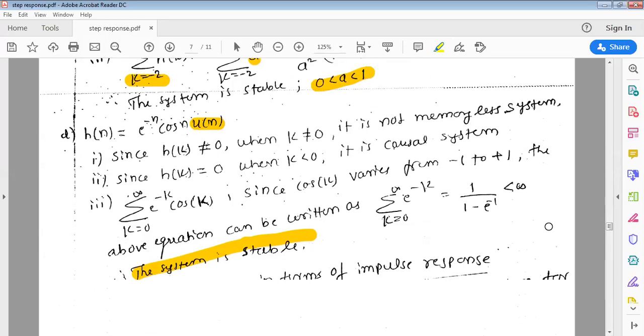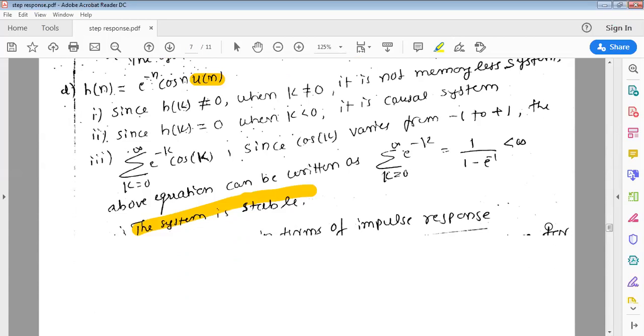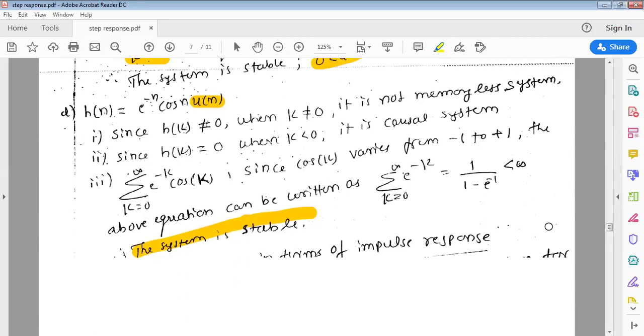Is it clear to you? So like this, for these three properties, you have to test it. Are you able to follow?